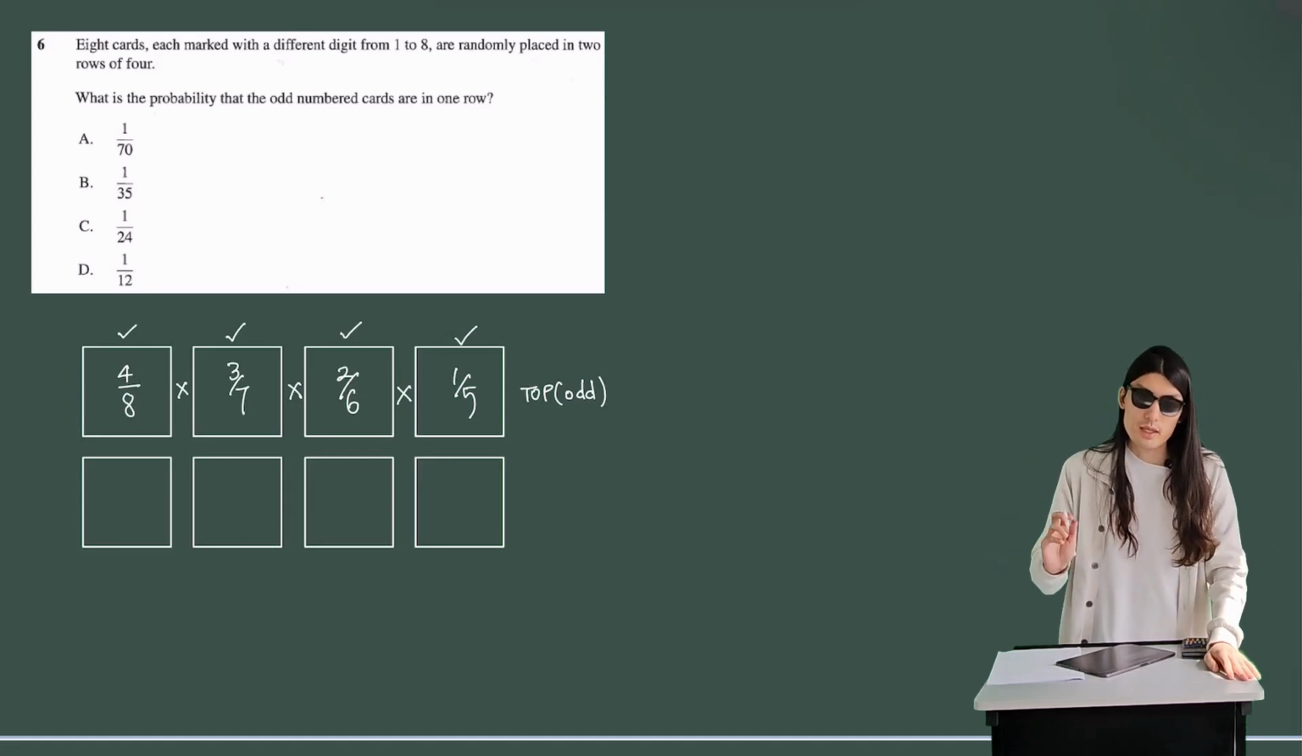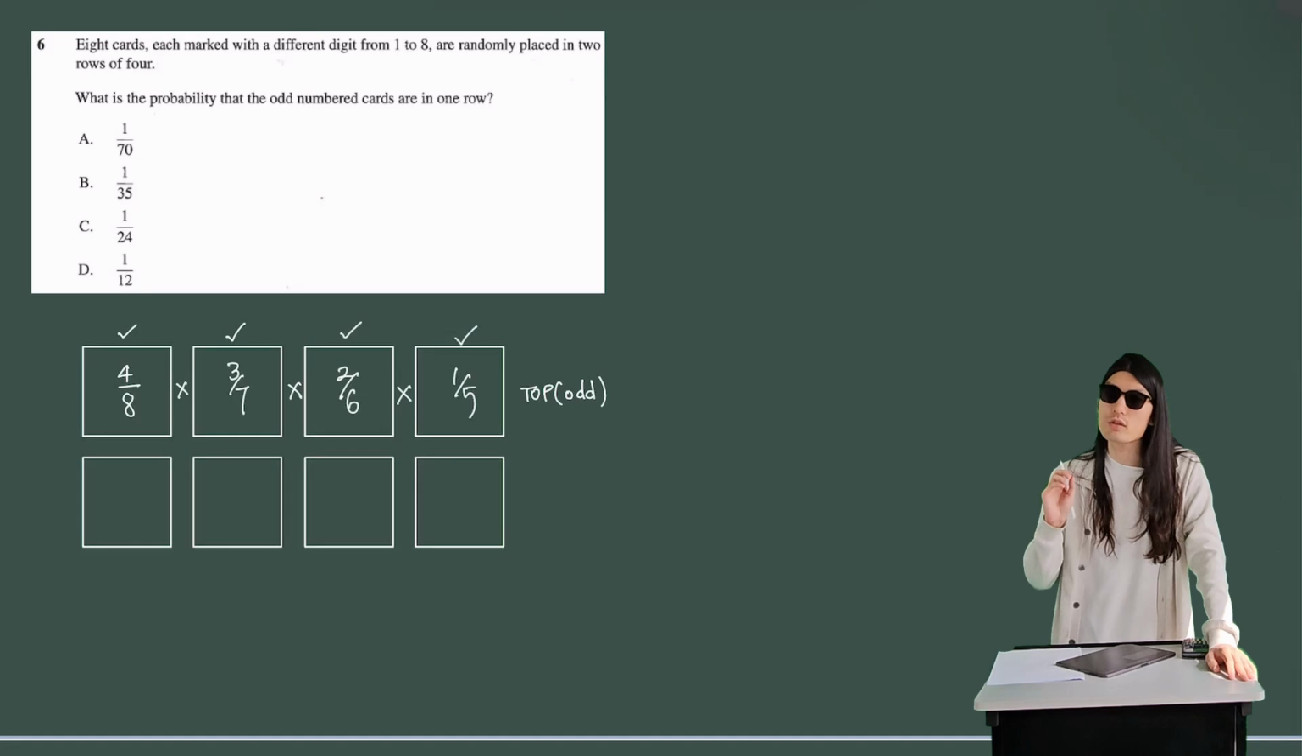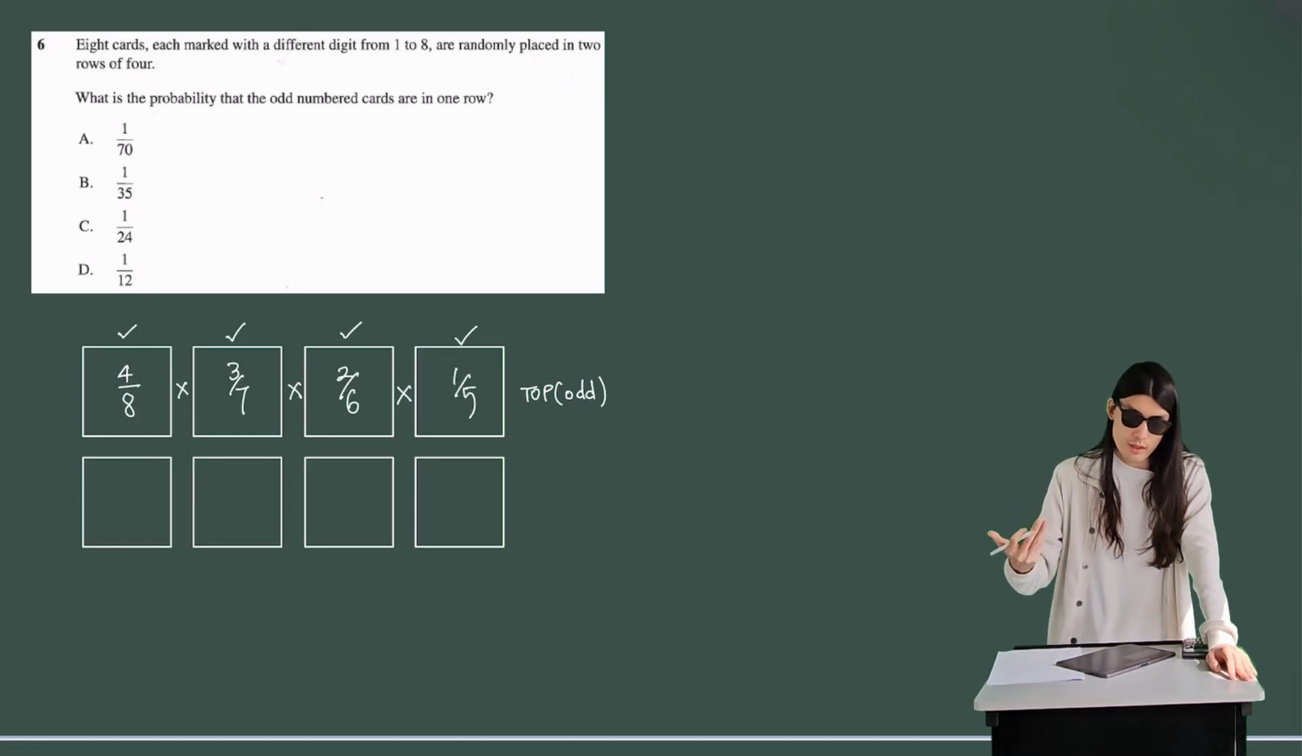Okay. But again, that is the probability of just the top row being filled by odd-numbered cards. We also have to consider the case where the bottom row is filled by odd-numbered cards. But you guys get that the probability of the bottom row being filled by odd-numbered cards will be equal to the probability of the top row being filled by odd-numbered cards, don't you?